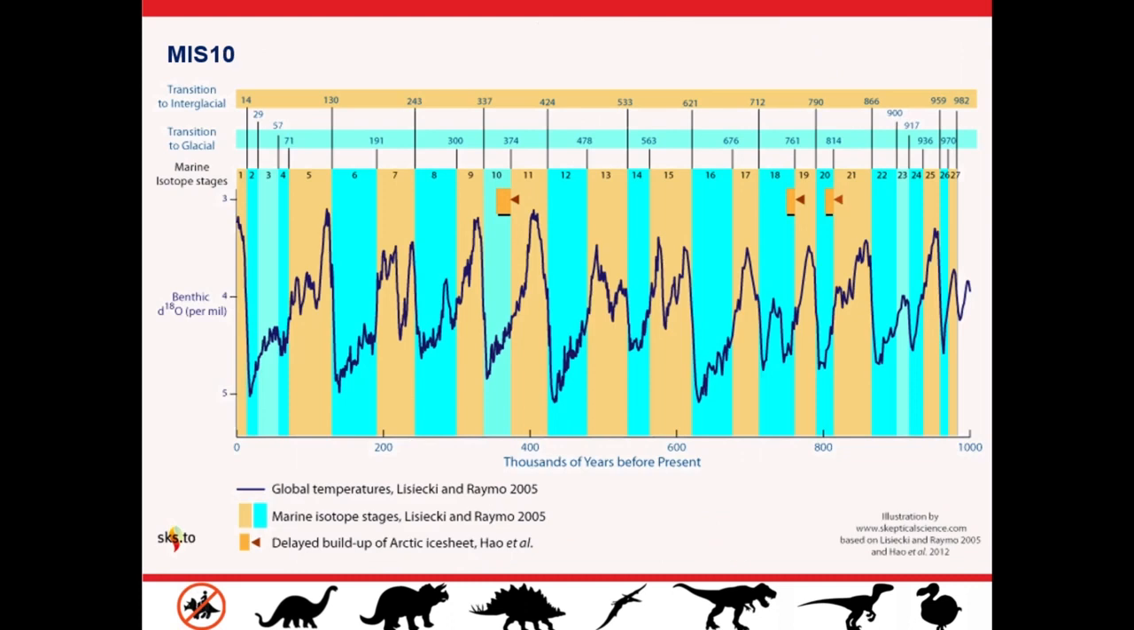So marine isotope stage 10 is the next one over. We can see this little yellow box with this arrow, and if we look at the key, what this means is a delayed buildup of this Arctic ice sheet. There's actually very little evidence of where marine isotope stage 10 extends to, and bed form evidence related to that, and that could be because of this delayed buildup in this particular Arctic ice sheet.